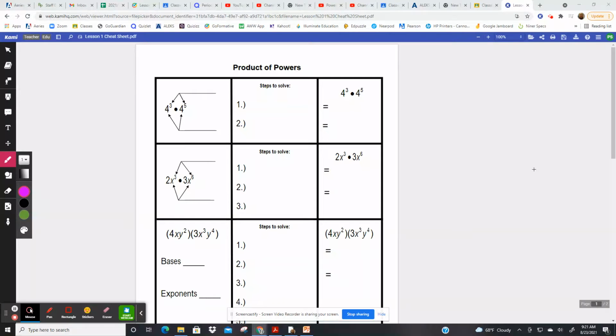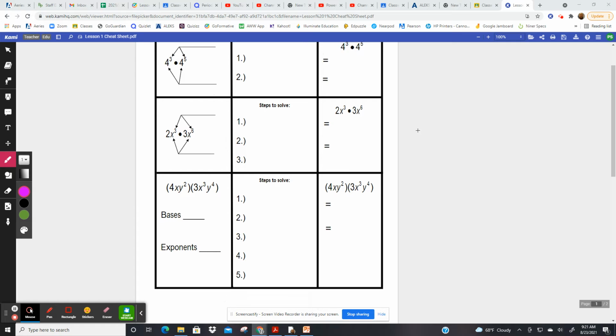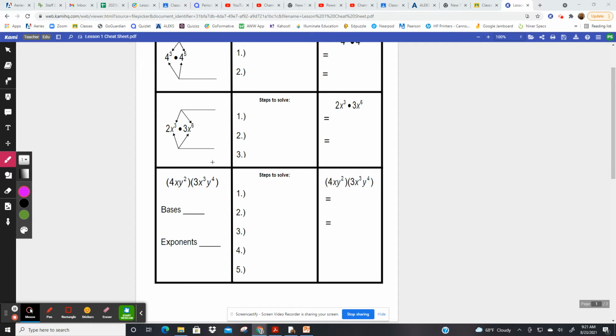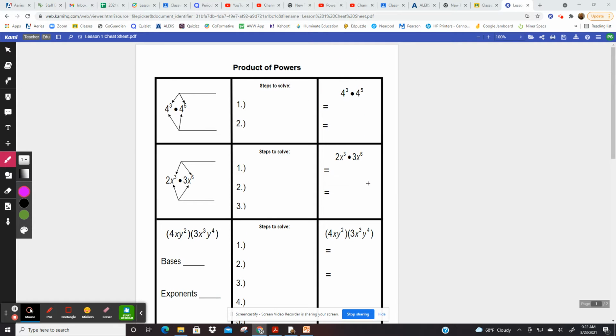All right, so we're going to go ahead and finish the lesson one cheat sheet. Okay, so we've done this first one, this product of powers. We went ahead and filled in all the steps. So now we have a bunch of examples of what that looks like and what to do if we encounter a problem that looks like this. That was from the lesson on the PowerPoint, the first half of it.